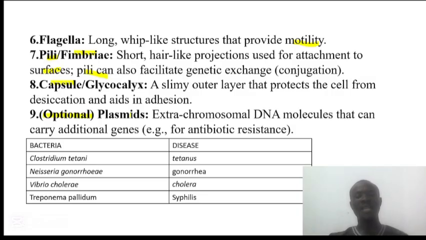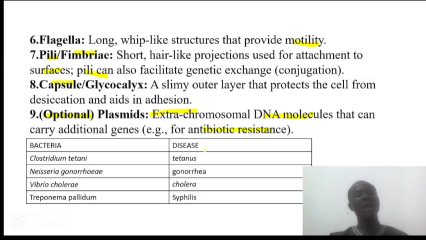And we have the plasmid. This plasmid is optional. It is not found in all bacteria. It is an extrachromosomal DNA molecule. So bacteria have their main DNA molecule and they have extra DNA molecules called plasmids. The plasmids carry additional genes, and these genes are responsible for antibiotic resistance and other functions.